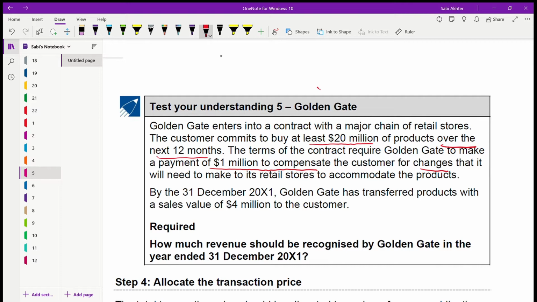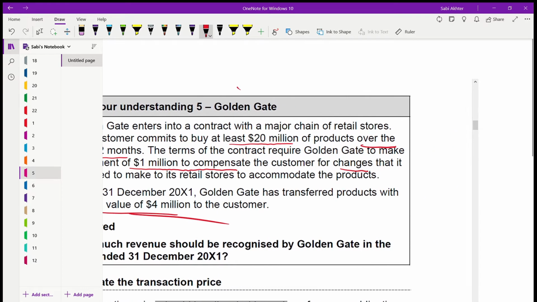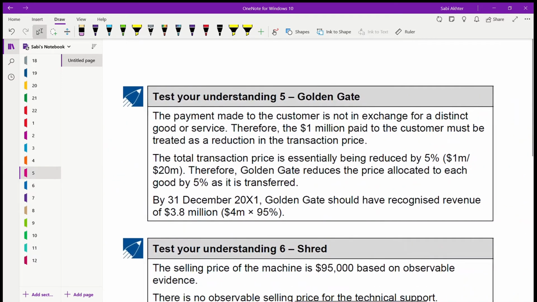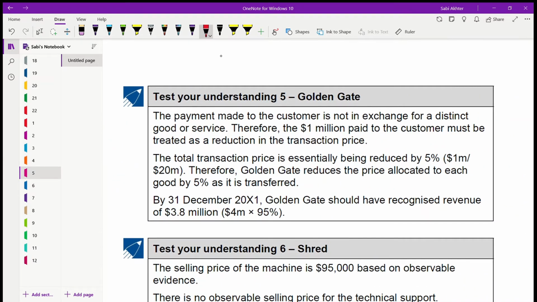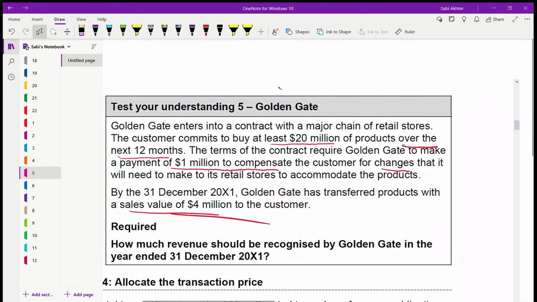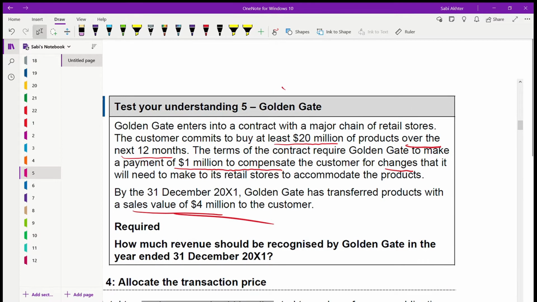By 31st December 2001, Golden Gate has transferred products with the sales value of 4 million to the customer. How much revenue should be recognized on 31st December 2001? The payment made to the customer is not in exchange for a distinct good or service. What is it relating to? It is the major chain of retail stores and the customer, for changes that it will need to make to its retail stores to accommodate the products.